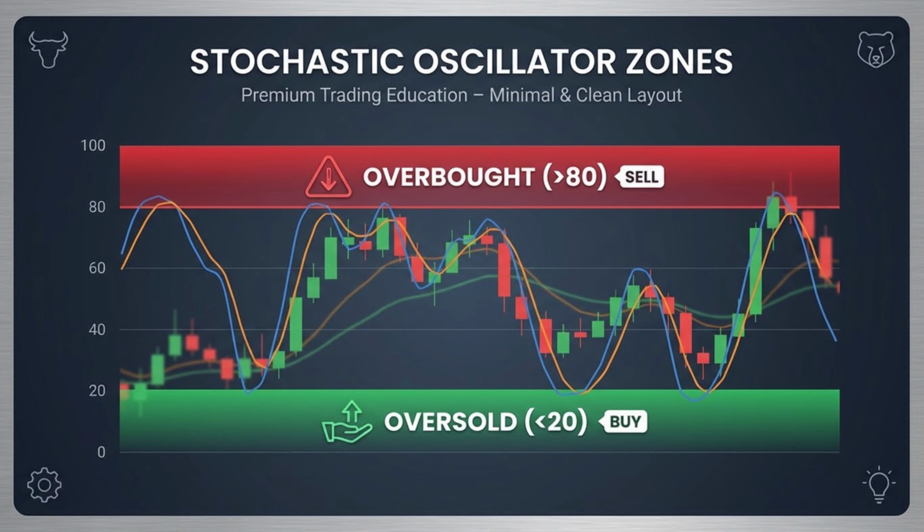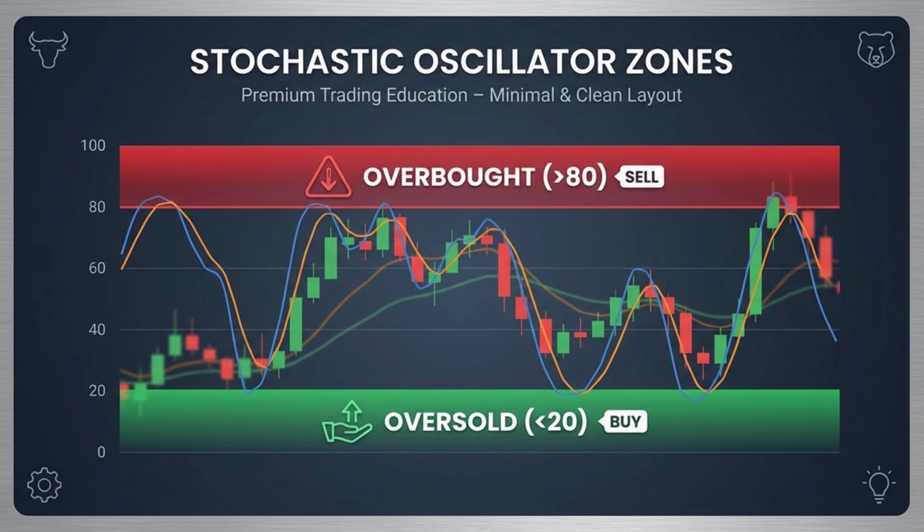The stochastic oscillator uses two key zones to help traders identify potential turning points in the market: the overbought zone and the oversold zone. When the indicator rises above the 80 level, the market is considered overbought, meaning prices may have climbed too quickly and could be due for a pullback. This often signals that traders should prepare for a possible sell opportunity, especially if the %K and %D lines begin to turn downward or cross below each other.